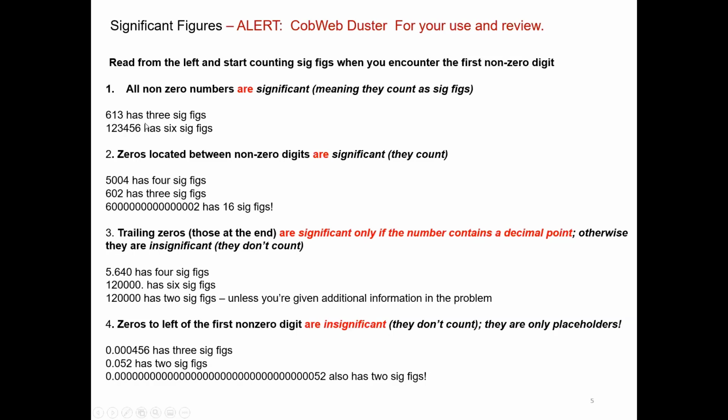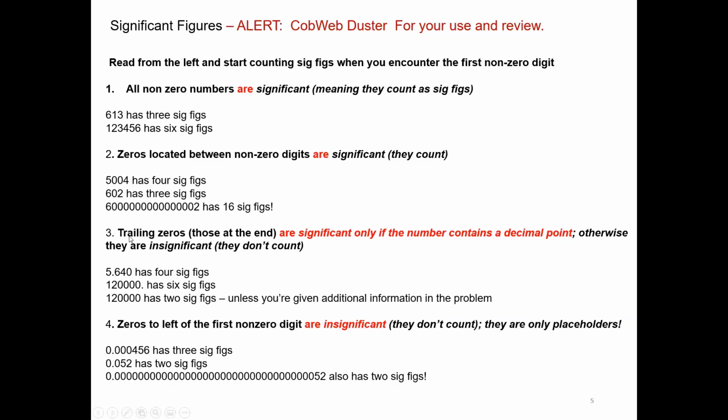So 613 has 3, and 1, 2, 3, 4, 5, 6, this number has 6 sigfigs. Rule two: zeros located between non-zero digits are significant. So any zeros between non-zero numbers are significant. So this one has 4, this one has 3, and no matter how many zeros in between, as long as there are numbers in front and numbers at the end, then all the zeros count. So this one has 16 sigfigs.